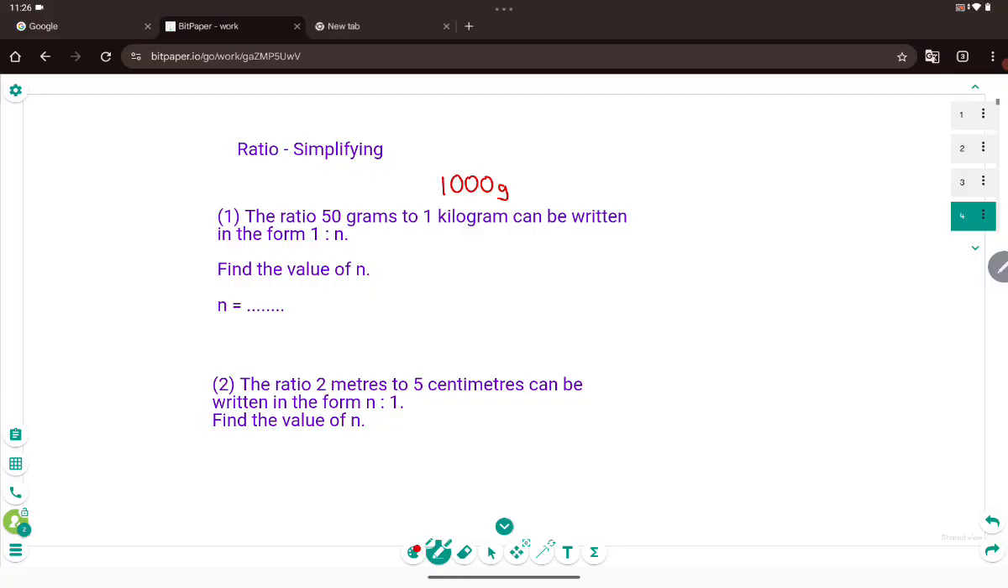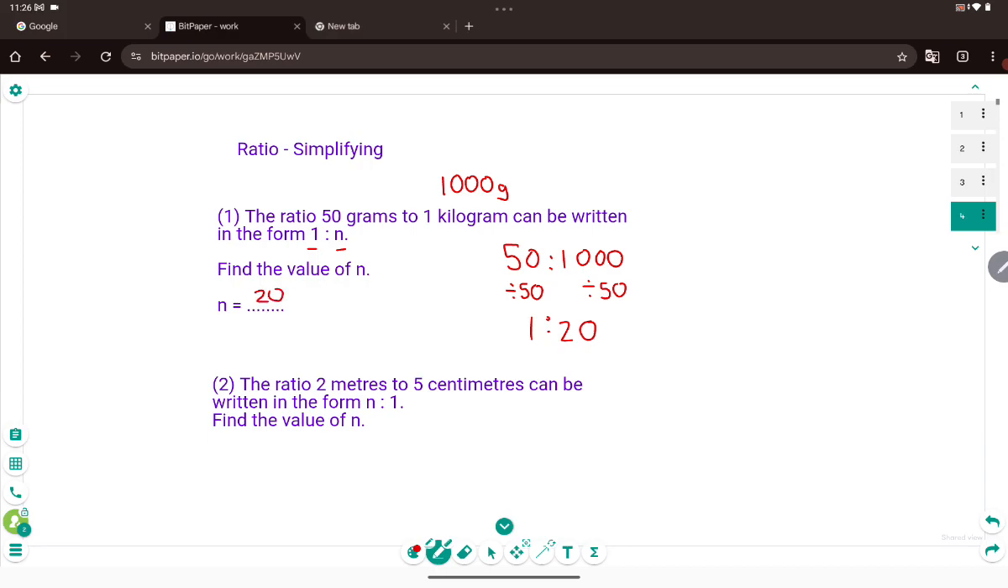So 50 grams to 1,000 grams. Now it wants us to write it in the form 1 to n, which means we want 1 on the left-hand side of the ratio and any number on the right-hand side of the ratio. So what do we divide 50 by to get 1? It's 50. Because we've divided the left-hand side by 50, we have to divide the right-hand side by 50. 50 divided by 50 is 1. 1,000 divided by 50 is 20. So the answer is 1 to 20. What is n? n is 20.